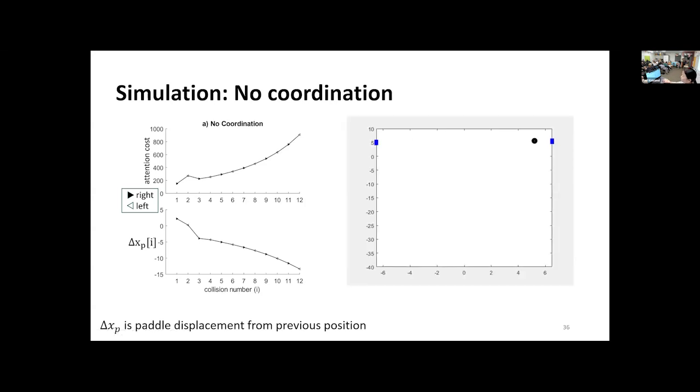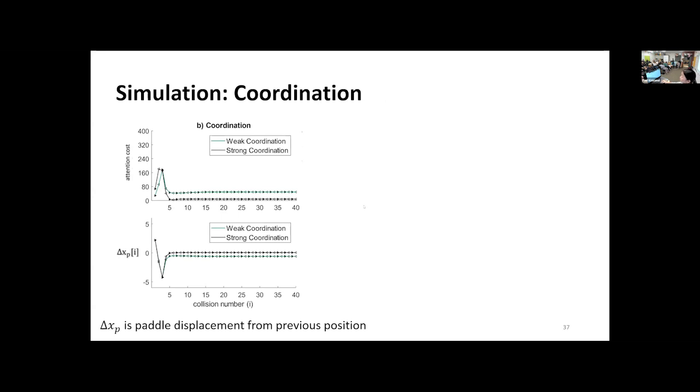Now we have some slightly more fun cases. Coordination. So that upper level controller is just solving a combination of the coordination and attention problem. And you can tune the weights, right? How much you care about attention, how much you care about coordination. So we have weak and strong coordination. These are the two lines.